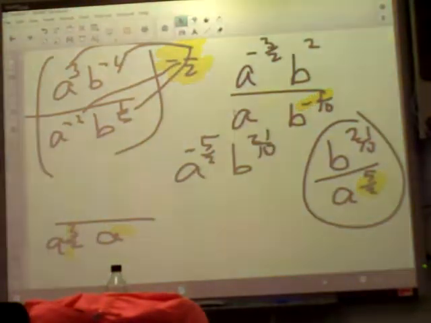So I think we've talked about right now 4 different ways to do that same problem, and we would all get the same answer.